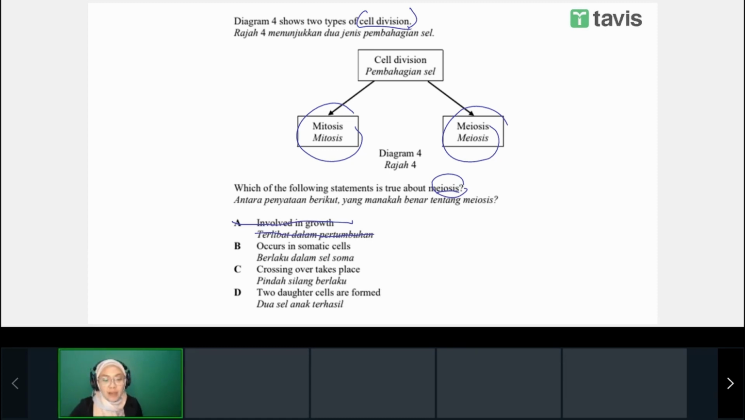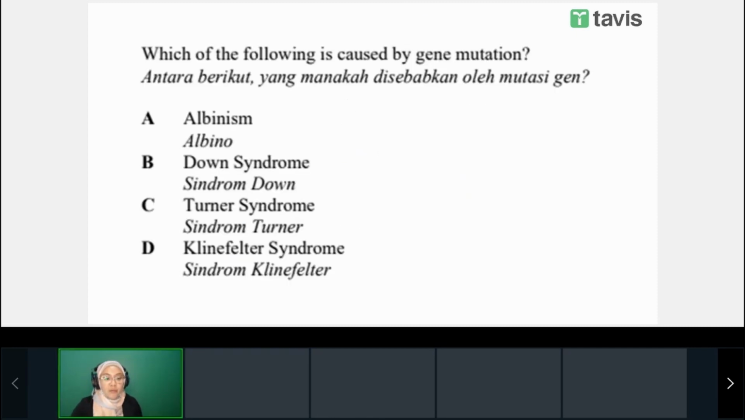Occurs in somatic cell. Oh, teacher, this one also in mitosis. So, remove the answer. Crossing over, yes, it's for meiosis, but read first and D. Two daughter cells are formed. Not really daughter cell. Usually, it's four cell. Okay, now we got the correct answer.